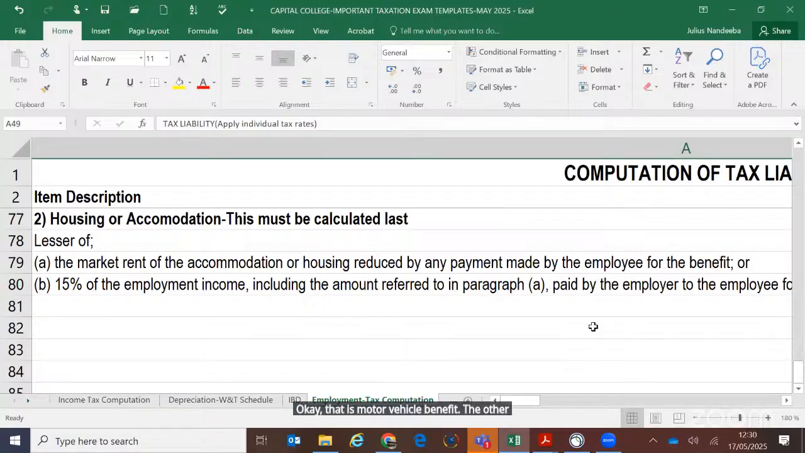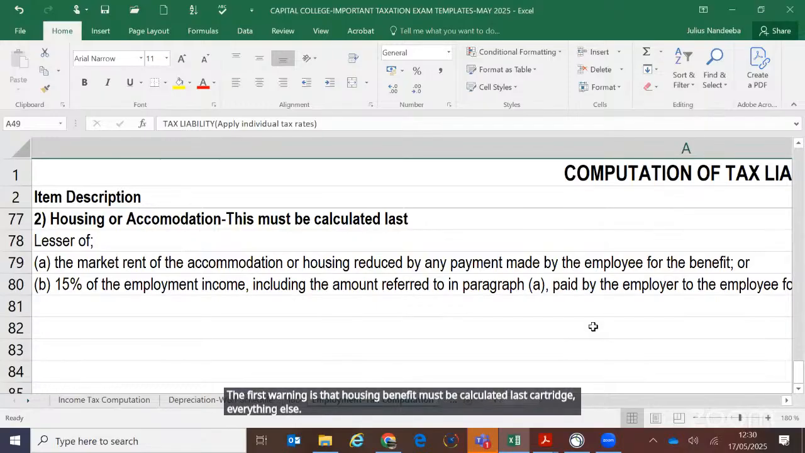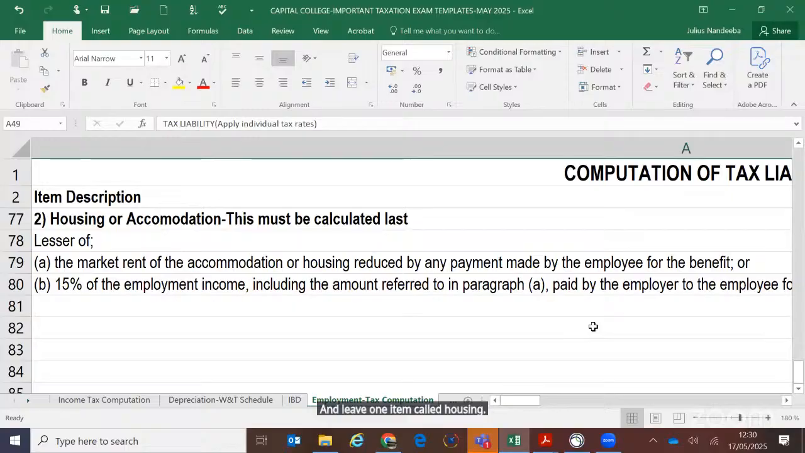The other one is housing benefit. The first warning is that housing benefit must be calculated last. Calculate everything else and leave one item called housing benefit. So if you know that the employee has been given a house, or they are paying rent for the employee, he has what you call a housing or accommodation allowance.